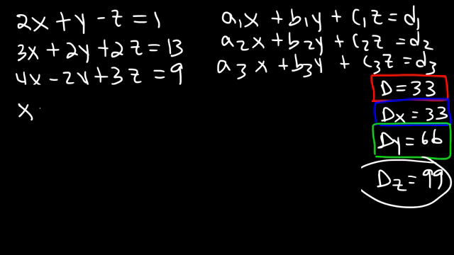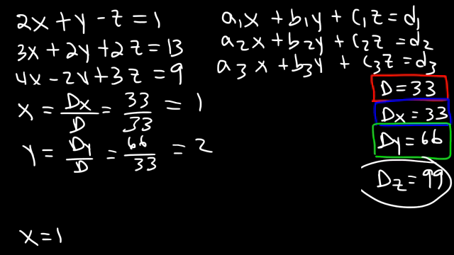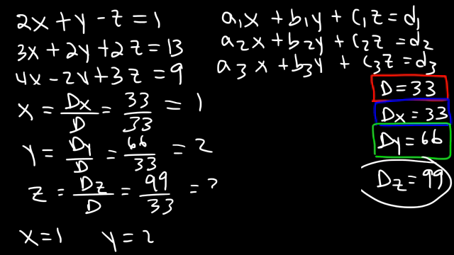So x is equal to dx over d. And that's going to be 33 divided by 33, which is 1. So that means that x is equal to 1. Y is dy over d, and that's going to be 66 divided by 33, which is 2. And y is equal to 2. And then z is going to be dz over d, so that's 99 divided by 33, which is 3. So z is equal to 3.